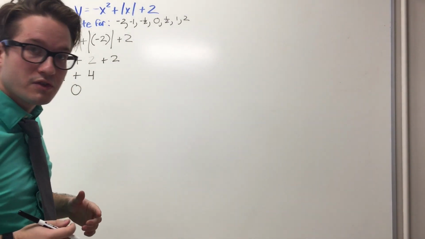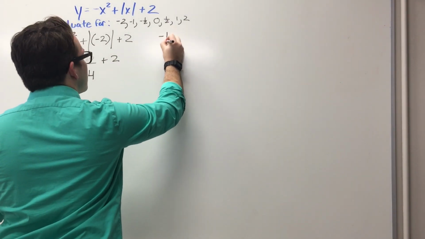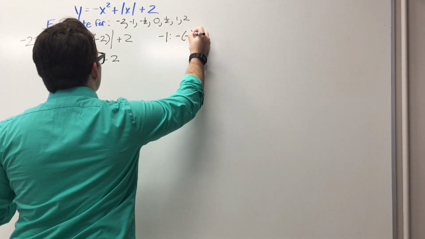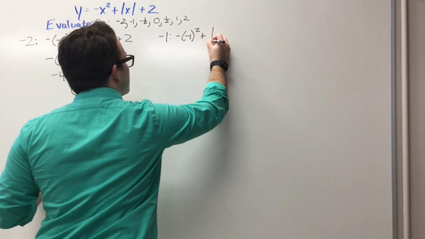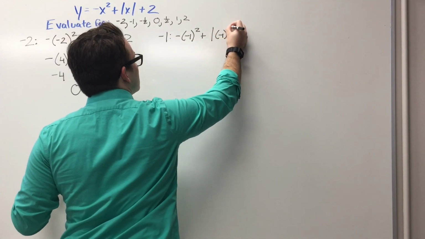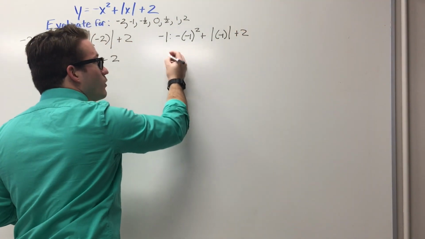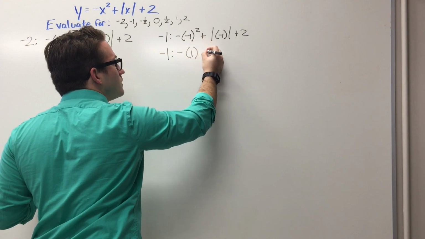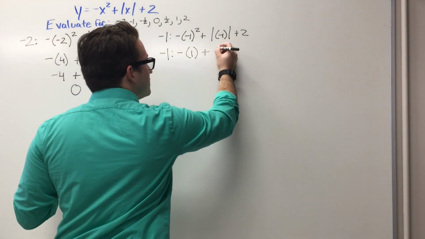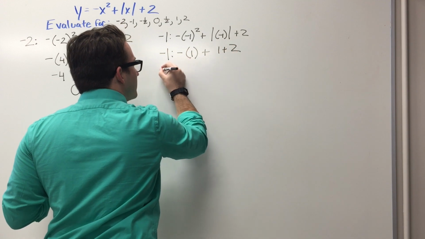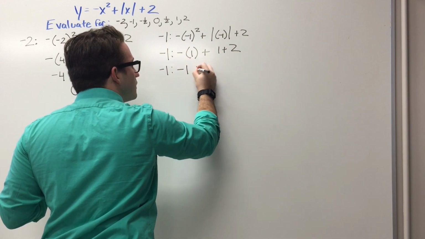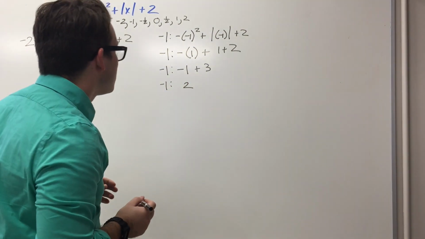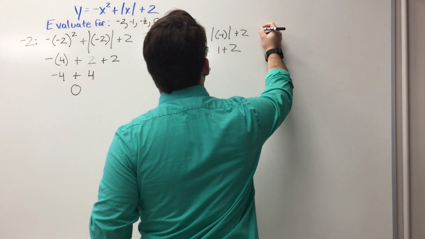We're going to do the same process for the other numbers. So for -1, plug it in. Do -1 squared. I get +1. Absolute value makes a positive. Combine like terms. I get 2.